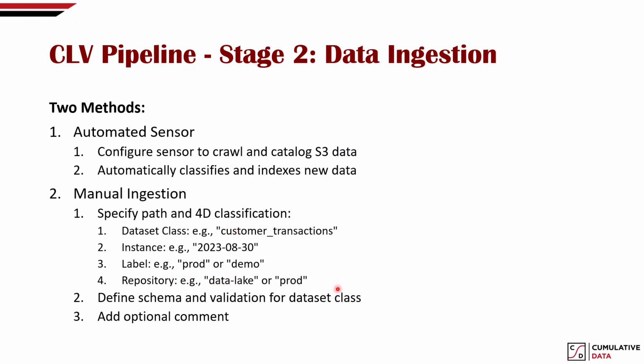One is dataset class. The other is instance, which here looks like a date. It need not be a date. In fact, this is actually three dimensions compressed into one for simplicity. But for most of this demo, it's just going to be a date. There's also the label dimension, which is corresponding to the environment of the data. So here we're going to use demo, and we have a repository where right now what we have is S3US East2.